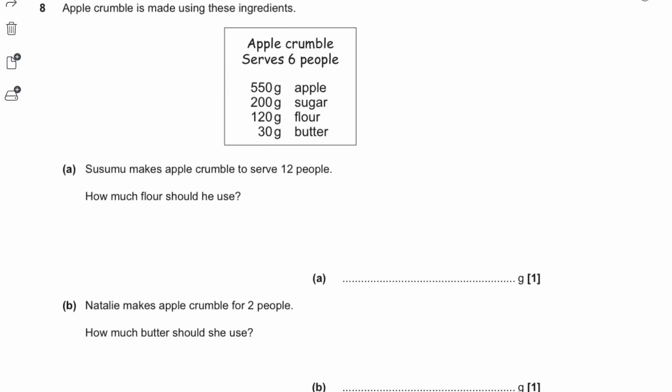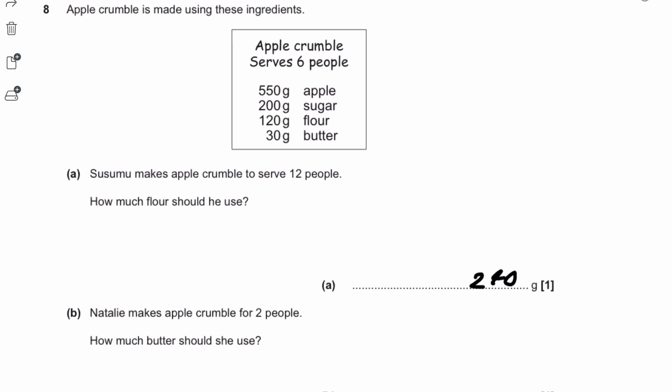Apple crumble is made using these ingredients. Susumu makes apple crumble to serve 12 people. How much flour should he use? So you just double the amount, so it'll be 240 grams. Natalie makes apple crumble for 2 people. How much butter should she use? Divide that by 3, so it'll be 10 grams.